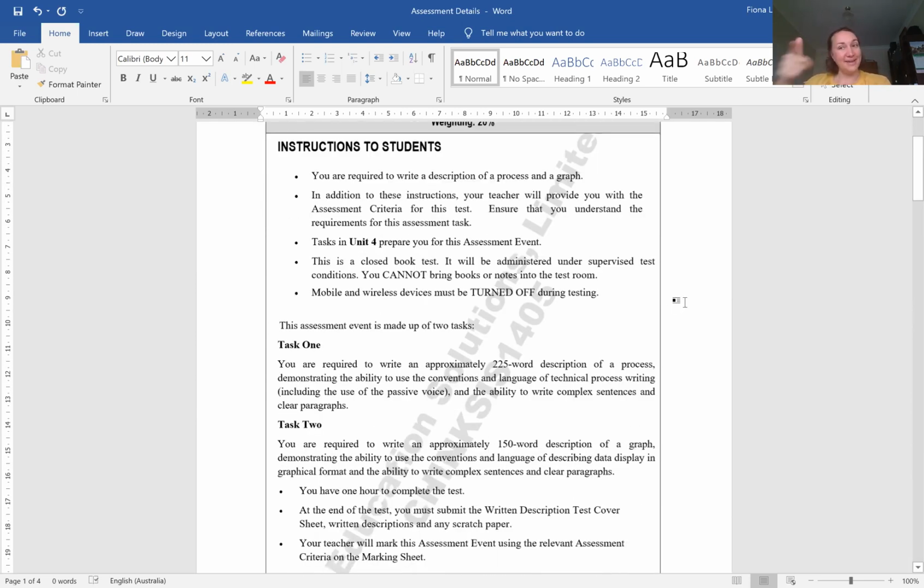Instructions to students, that being you. You are required to write a description of a process and a graph. So there's two things that we're going to be doing in this. In addition to these instructions, your teacher will provide you with the assessment criteria, so we're going to look at that to ensure that you understand. The more time that you look at what you need to do to get the highest mark, you're not flying blind. You know that if I do this and this and this, I'm going to get that 75, 85% that I'm hoping for.